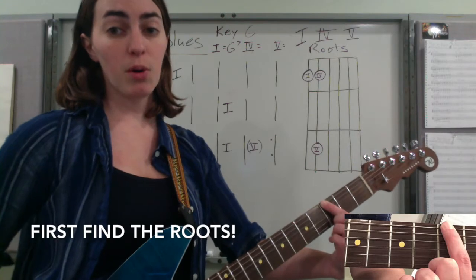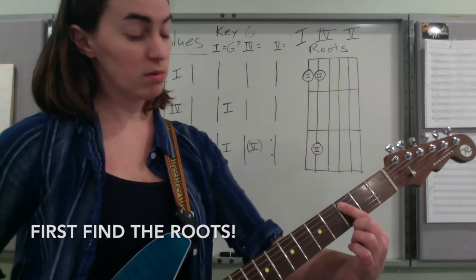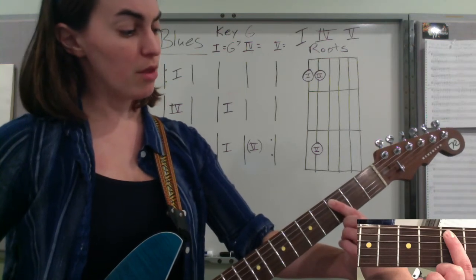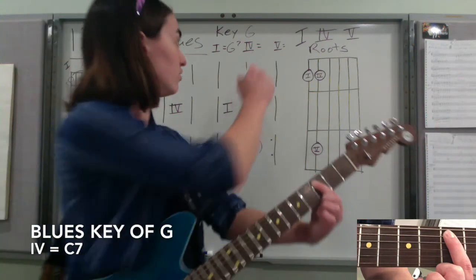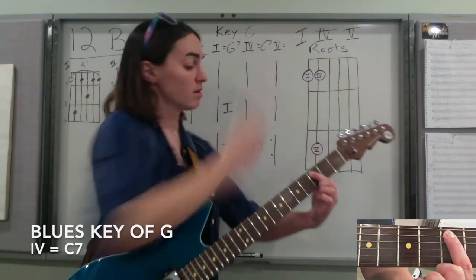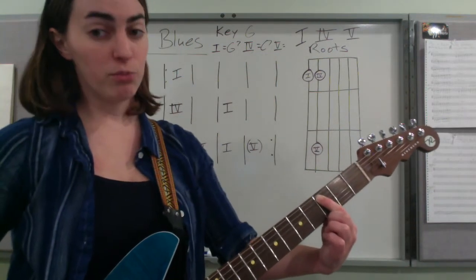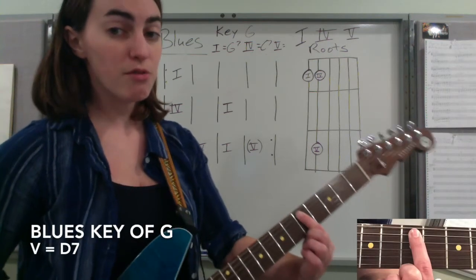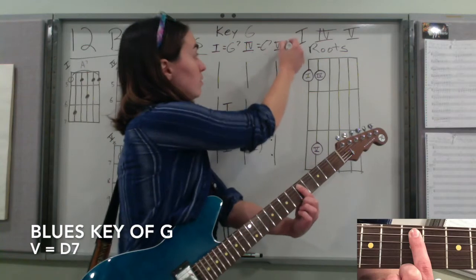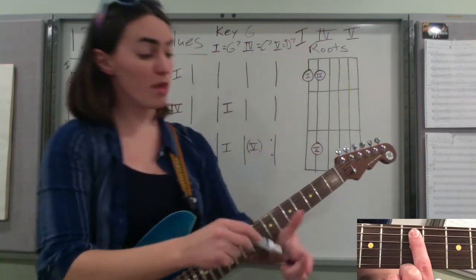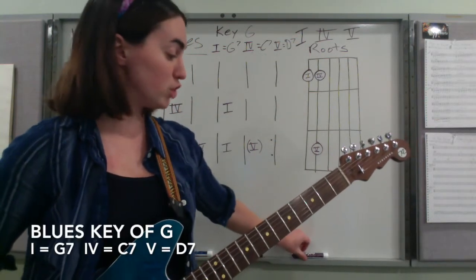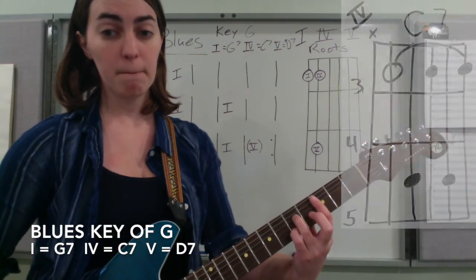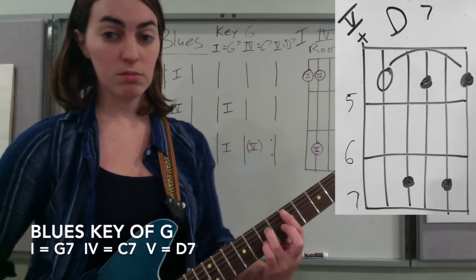To find my 4 chord, I go to the next string, the A string. The 3rd fret on the A string gives me C. So I know my 4 chord is C7. Now to find my 5, I go up 2 frets from there, still on the A string. That's D. So my 5 chord is going to be D7. So now I know the 3 chords I'm going to use for a blues in the key of G are G7, C7, and D7.